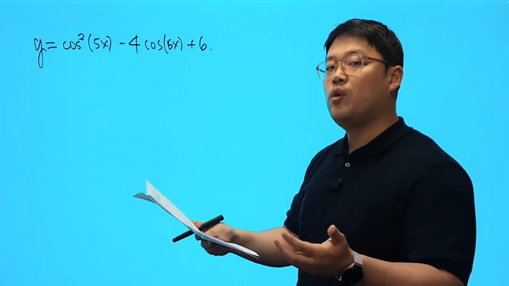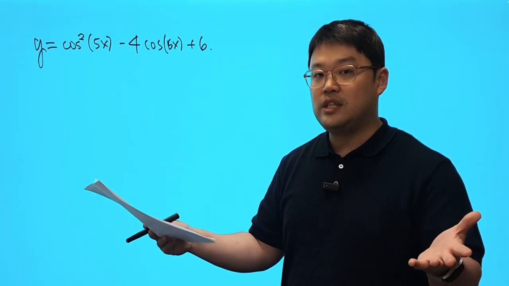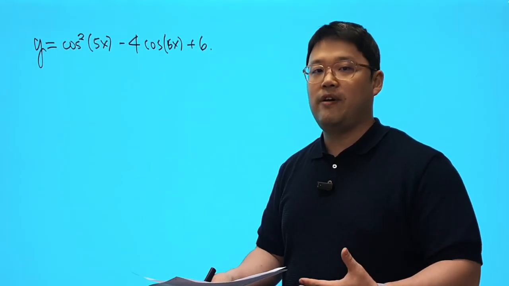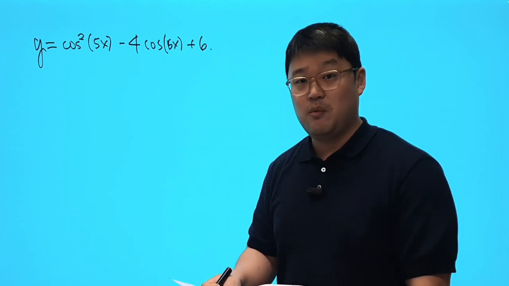Let's read what I wrote down. I wrote down: let cosine 5x equals t for real x and t. Why? Because we wanted to reduce the number of variables. We know that cosine 5x keeps bouncing back and forth between -1 and 1.